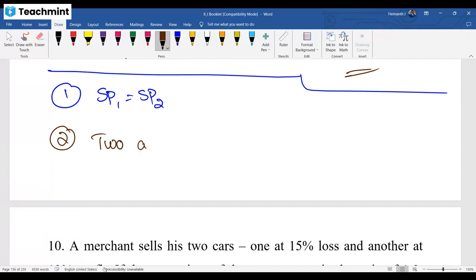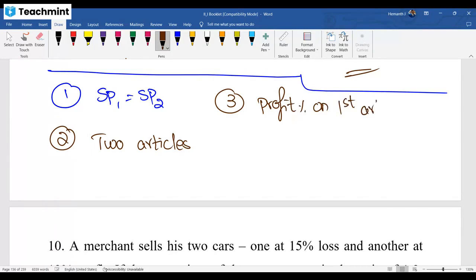Second thing, it should be only for 2 articles. Is this question 2 or 3 articles? 2 articles only. Third condition, profit percent on first article must be equal to loss percent on second article. Here is it same or not? One is 10% gain, another one is 10% loss. That must be equal. Let it be equal to X%. Then you can see this formula.